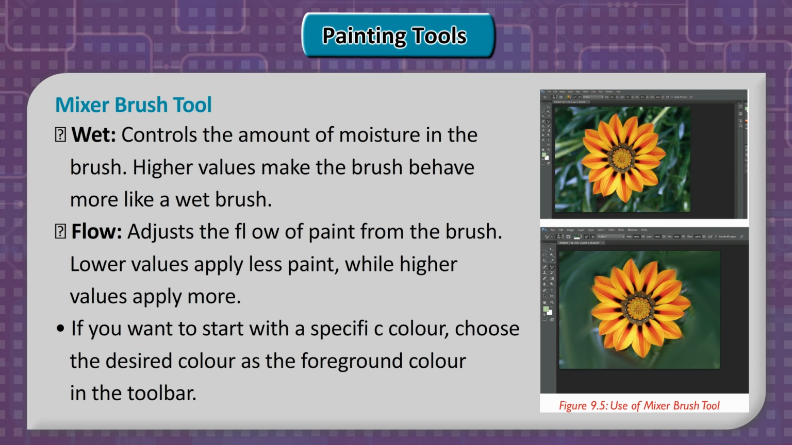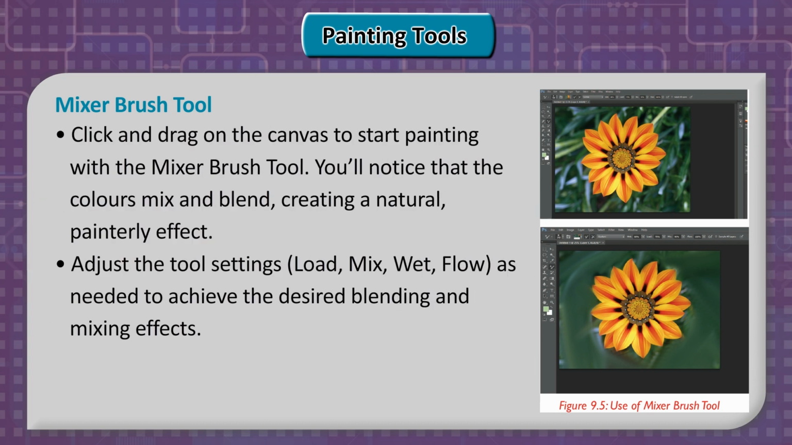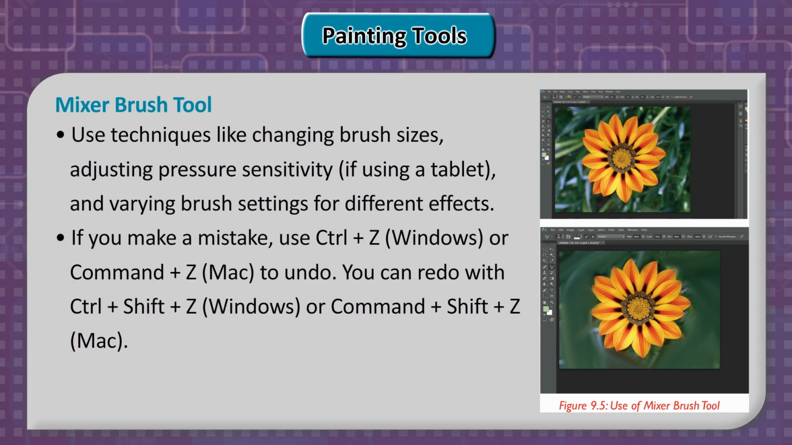If you want to start with a specific color, choose the desired color as the foreground color in the toolbar. Click and drag on the canvas to start painting with the Mixer Brush Tool. You'll notice that the colors mix and blend, creating a natural, painterly effect. Adjust the tool settings (load, mix, wet, flow) as needed to achieve the desired blending and mixing effects. Use techniques like changing brush sizes, adjusting pressure sensitivity if using a tablet, and varying brush settings for different effects.